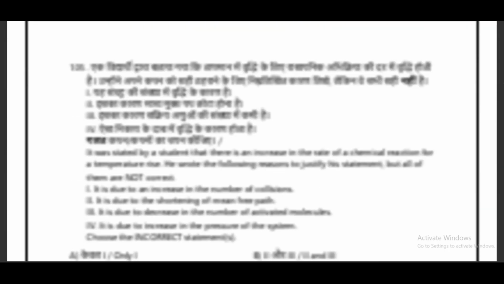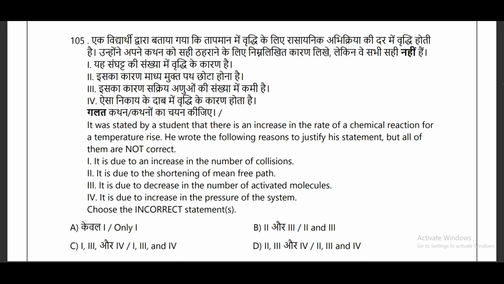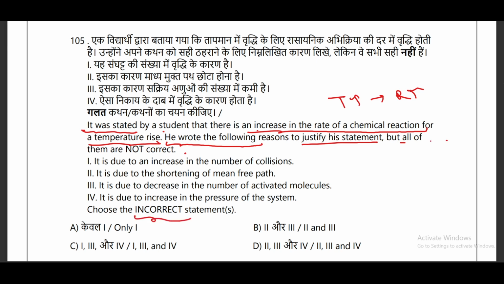In the next question, it was stated by a student that there is an increase in the rate of a chemical reaction for a temperature rise. So they are saying when temperature is increased, the rate of reaction is increased. He wrote the following reasons to justify his statement, but all of them are not correct. They are providing you 4 options and you have to choose the incorrect statement. So keep in mind you have to mention the incorrect statement as your answer.